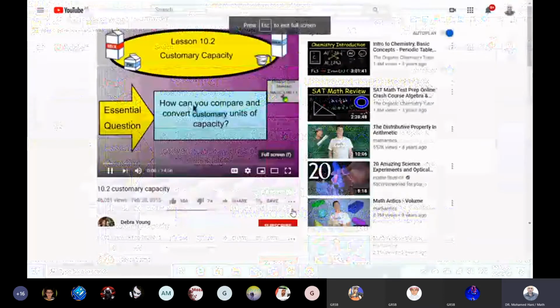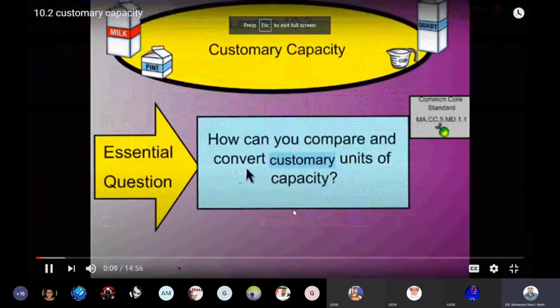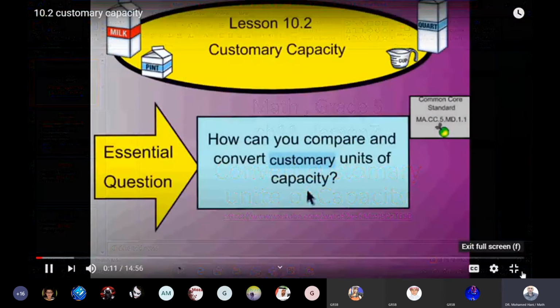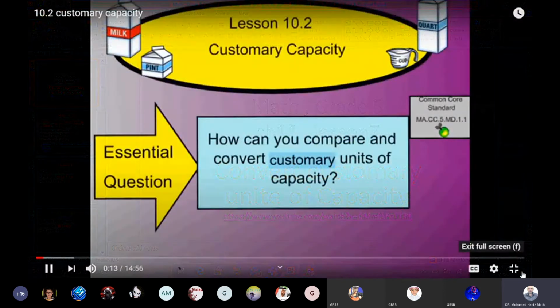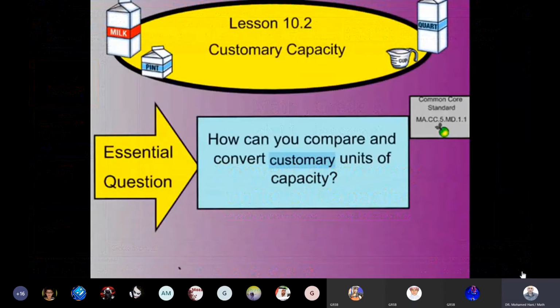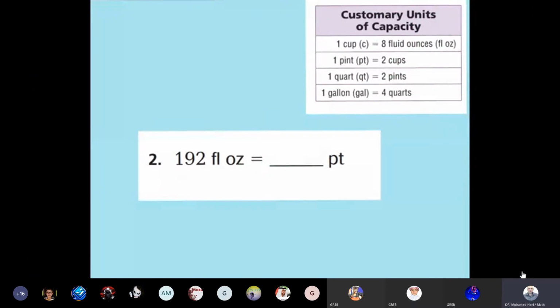Essential question is, how can you compare and convert customary units of capacity? Please turn in your Go Math book to lesson 10.2. Let's take a look at question number 2. For question number 2, it says 192 fluid ounces equals how many pints?